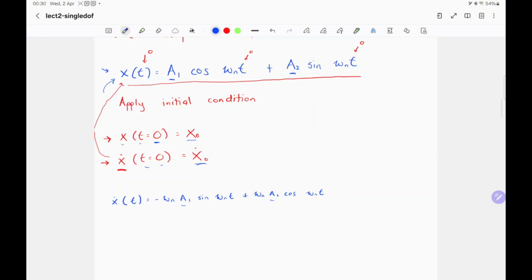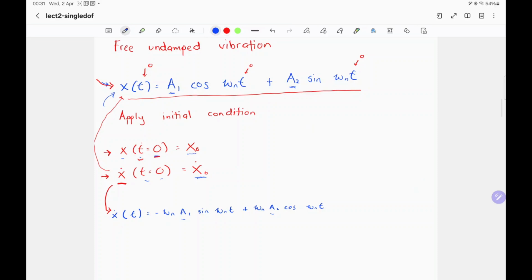So how do we use this initial condition? Again, what we're going to do is put t equals 0 into this equation, and t equals 0 into this equation. So this equation will become x naught, because x when t equals 0 is x naught. Okay, x naught is equal to A1 cos 0.